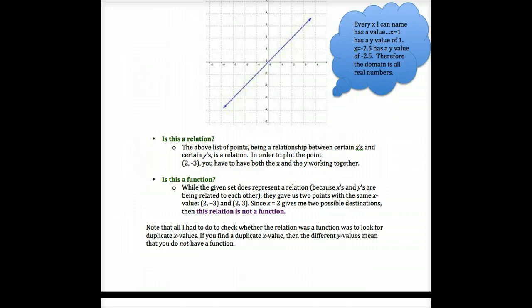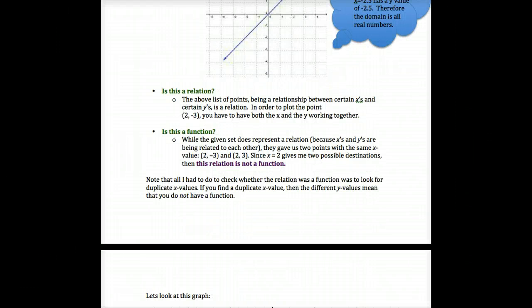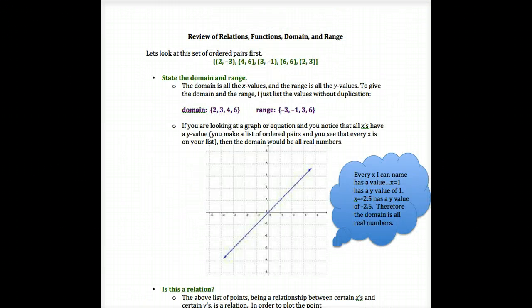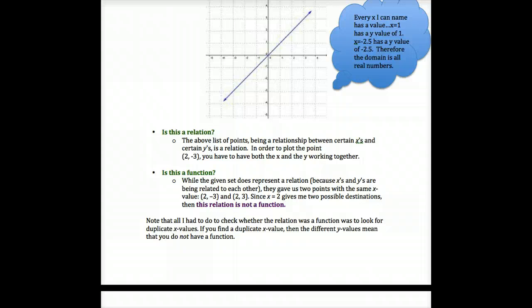Is it a function, you ask? We're talking about this set of ordered pairs. Is that a function? Well, the given set represents a relation, but there are two x's that are the same: (2, -3) and (2, 3). So because the x's are repeated, it is not a function. For every x, there's not exactly one y. This x value, 2, has two y values, -3 and 3. So because 2 has two possible solutions, the relation is not a function.